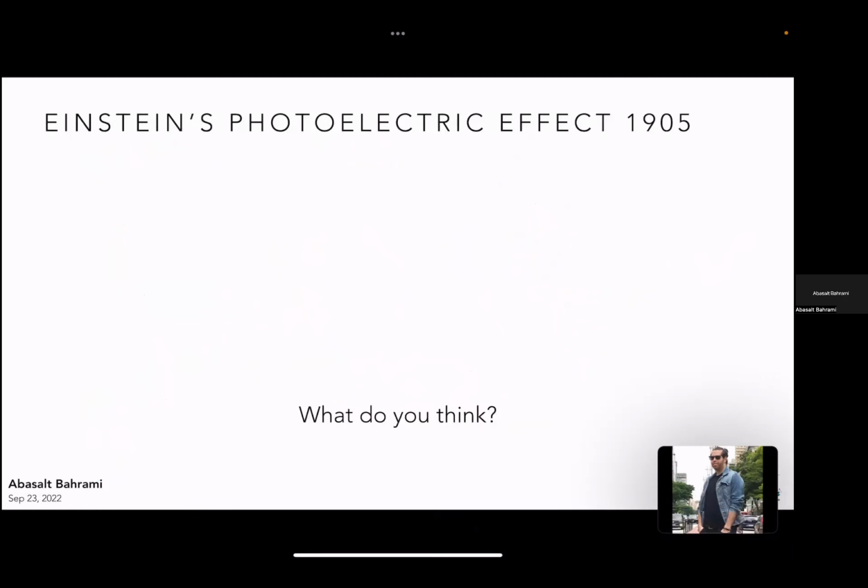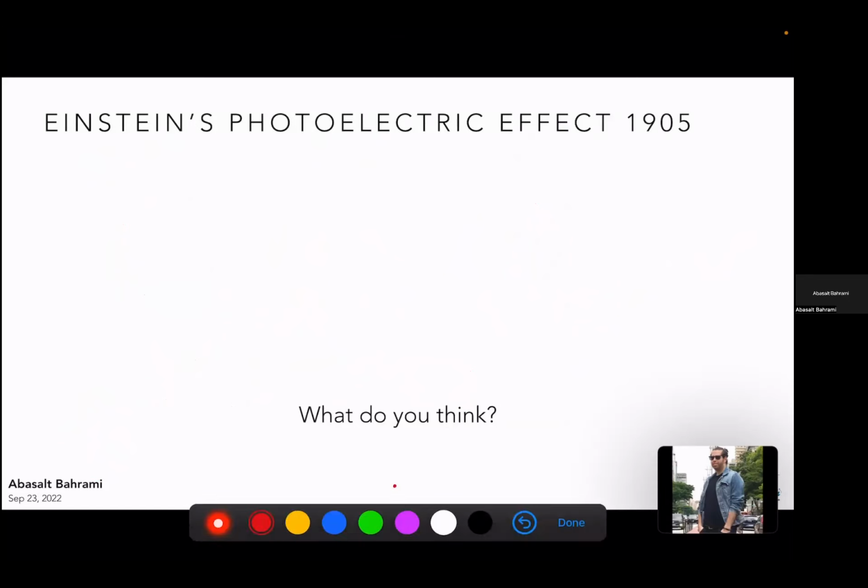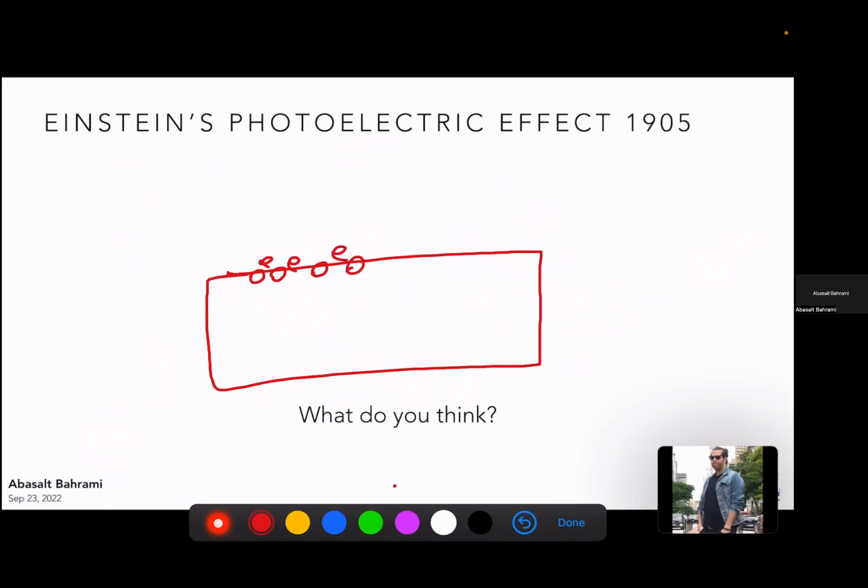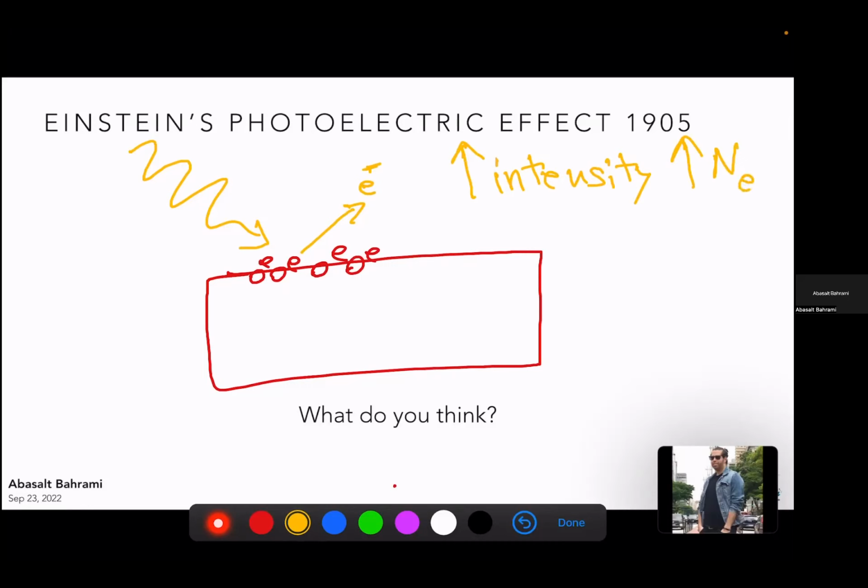Okay, the next experiment I want to explain is the photoelectric effect. I would like to draw this experiment for you, and again you can think about what you expect. If you have a metal, and we have electrons here, I will shine a monochromatic light. It has been experimentally proven that you can then eject electrons. So the question is, if I increase the intensity of light, what do you expect? Do you expect that you will eject more electrons, or do you expect that you will eject faster electrons, that the velocity will go higher? This is the question.